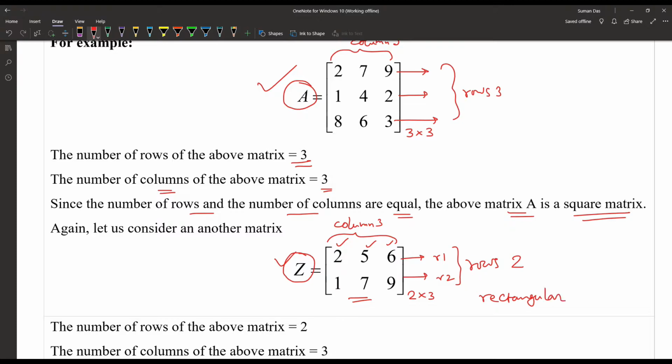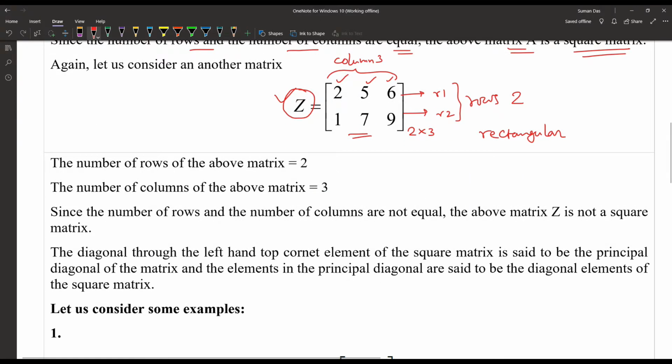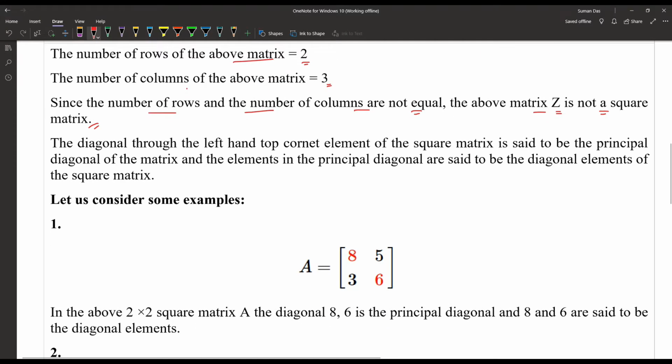Already we have said this in the previous video. So the number of rows of the above matrix is equal to 2 and the number of columns of the above matrix is equal to 3. Since the number of rows and the number of columns are not equal, the above matrix Z is not a square matrix. Now when we are talking about the square matrix, another term that is connected with the square matrix is the diagonal.